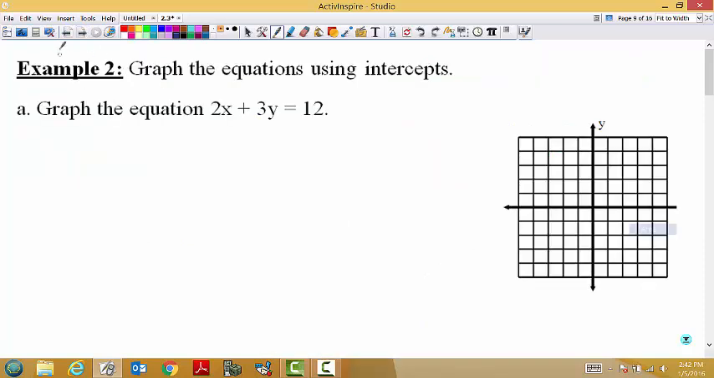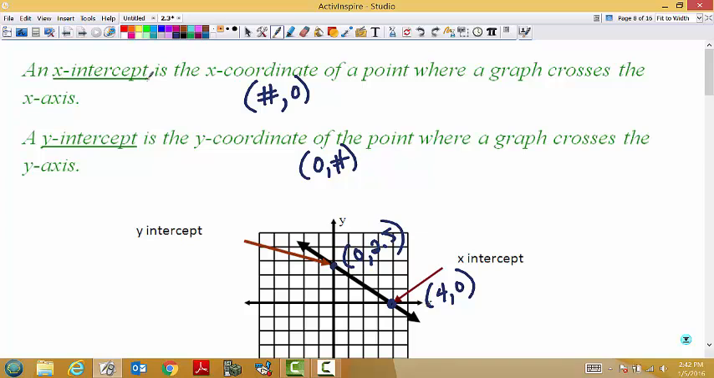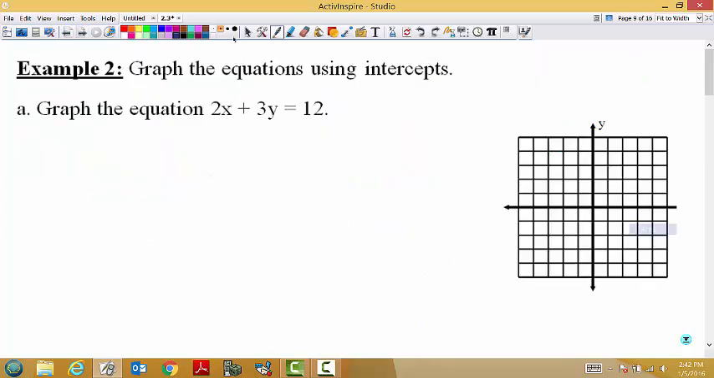Now, to find the x-intercept, we let y be 0. To find the y-intercept, we let x be 0. Graph the equations using intercepts. So to find the x and the y-intercept, that's what I'm going to do first. The x-intercept is where y is 0. So what I'm actually going to do is I'm going to cover up the y. Because if y is 0, then it goes away, it's gone, and it's what's left there.